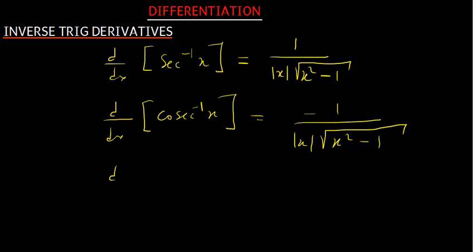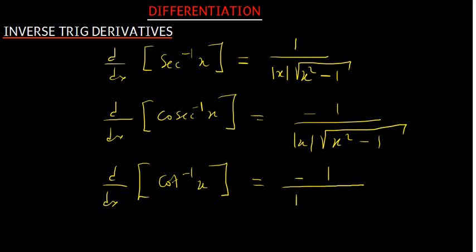And then the last one, cot inverse of x. This is supposed to give us negative 1 divided by 1 plus x squared. So we can use the same procedure that we've been using to show these. We can try them out.